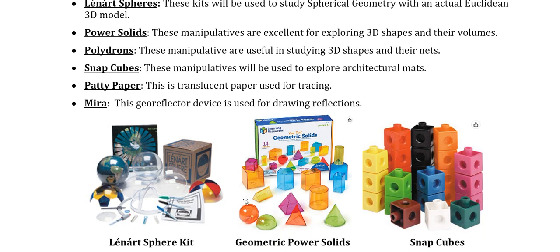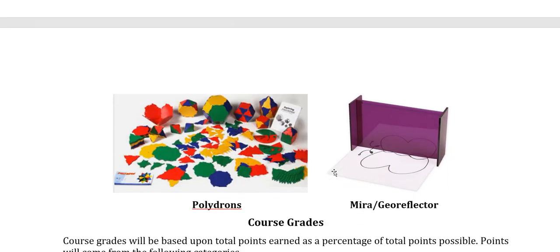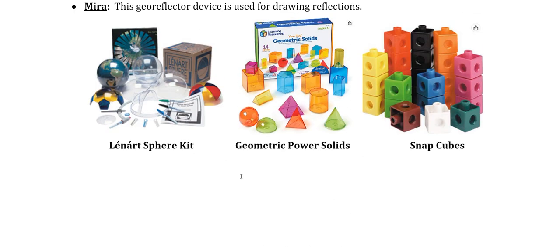We may occasionally use some other things. Power solids, these are really cool. They're set up to help us understand things like surface area and volume and just naming certain shapes. Polydrons, there's the Polydrons there. They allow us to understand nets for polyhedra, and we can see how those work. A mirror or georeflector can be used for doing reflections, Euclidean reflections there.